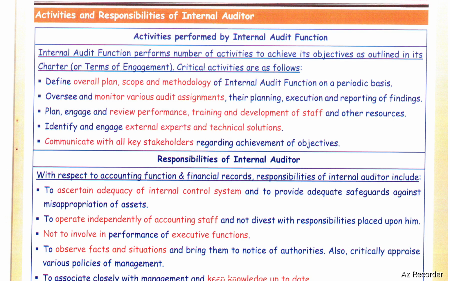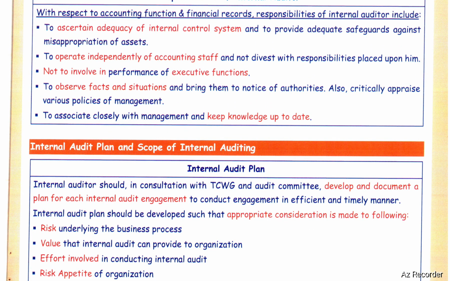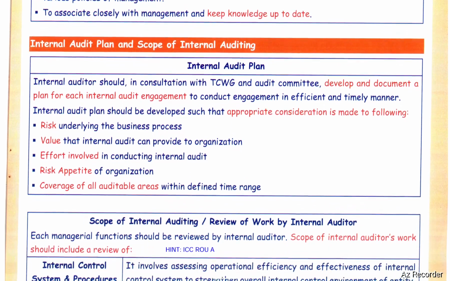What are the responsibilities of internal auditor? With respect to accounting function and financial records, responsibilities of internal auditor include to ascertain adequacy of internal control system and to provide adequate safeguards against misappropriation of assets, to operate independently of accounting staff and not divest with responsibilities placed upon him, not to involve in performance of executive functions, to observe facts and situations and bring them to notice of authorities, also critically appraise various policies of the management, to associate closely with management and keep knowledge up to date.